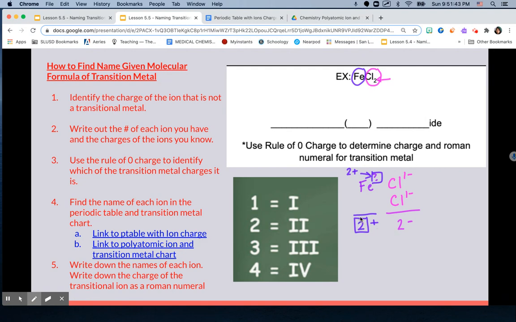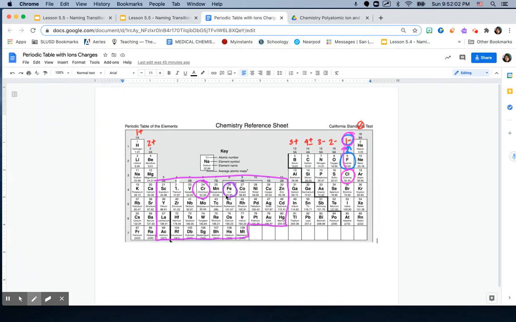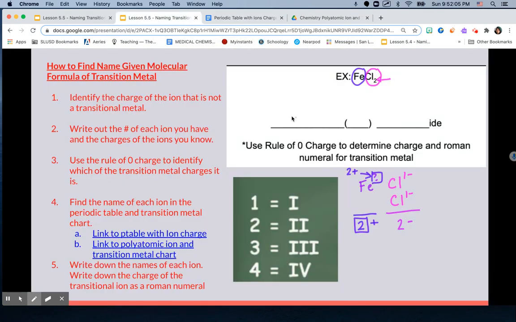Because they always need to be the same numerical value, just the opposite. So now that I figured out that Fe is 2 plus, I can find the names of Fe and Cl and then write them down, right? So just like before, finding the name of each ion, Fe, what was Fe called? It's called iron. So I'm going to label it iron. What is the charge of Fe? Fe's charge is 2. So I'm going to write Roman numeral 2. So that means Fe has a charge of 2 plus, like we figured out here.